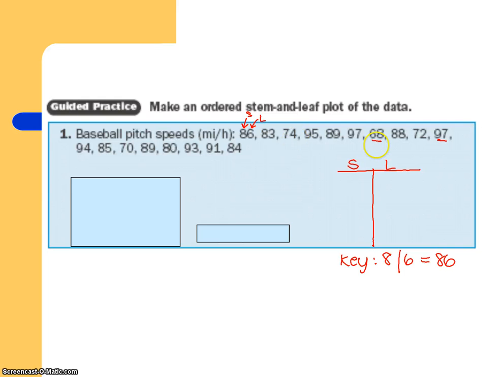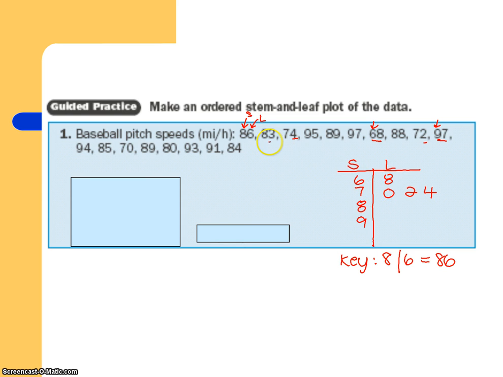I would say your lowest number is 68 and your highest is 97. So that means we're going to go from 6 to 9 in my stems: 6, 7, 8, and 9. Let's do all the 6's first. There is an 8, and that's it, so we're just going to put one 8. For the 7s, there's a 4, a 2, a 0. So 0, 2, 4. See, I'm lining this up.